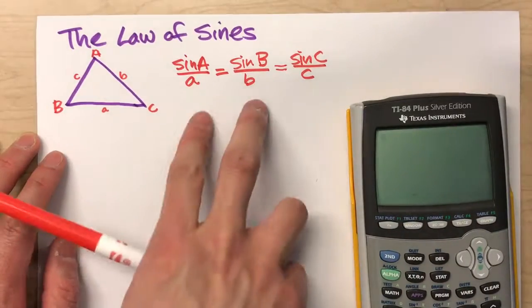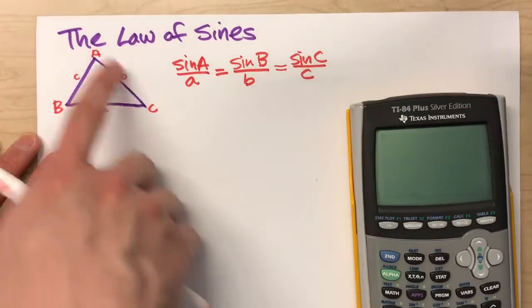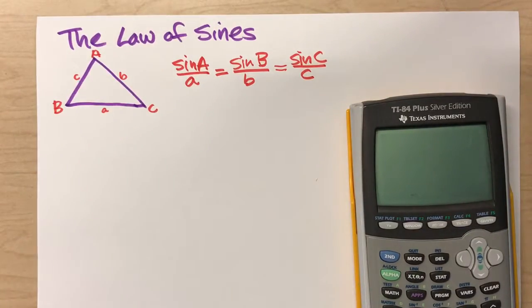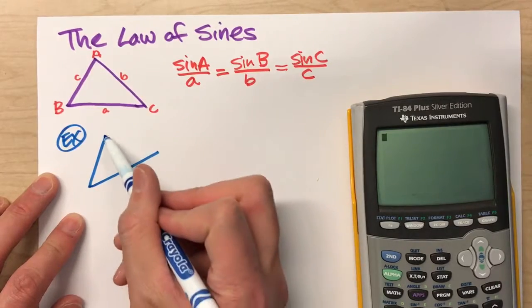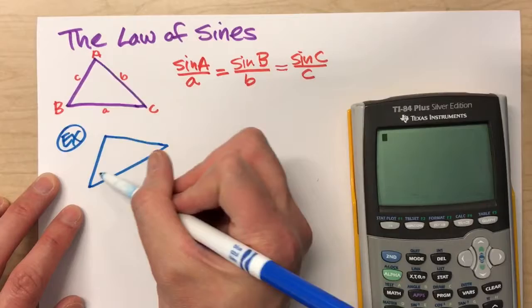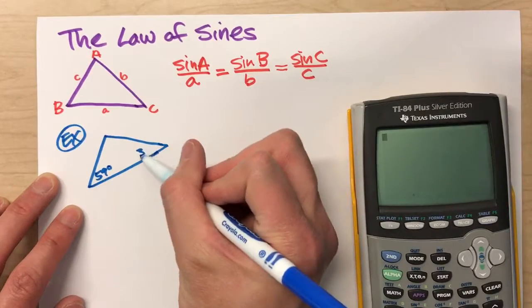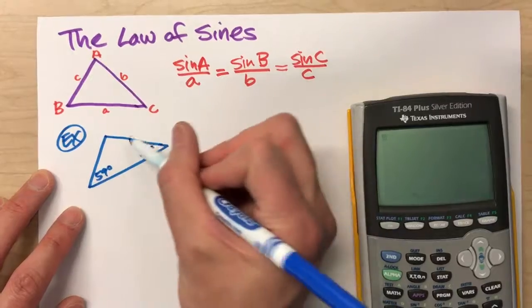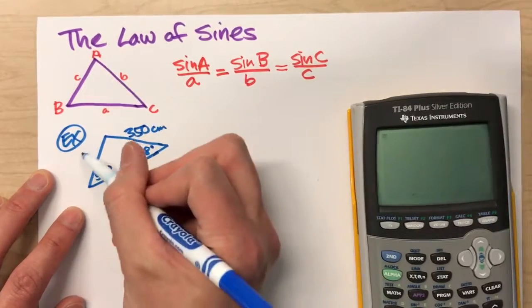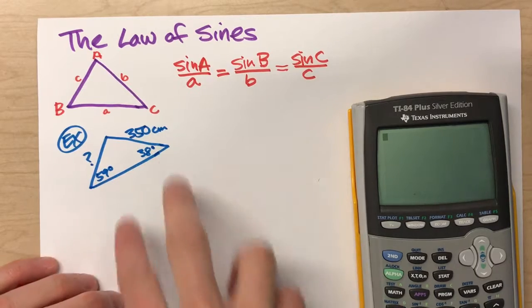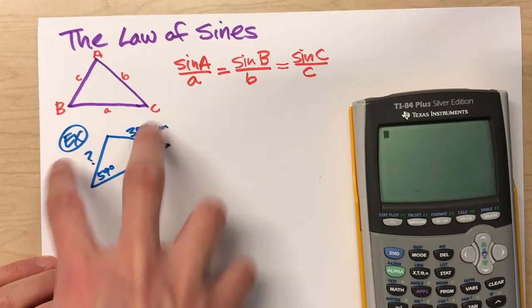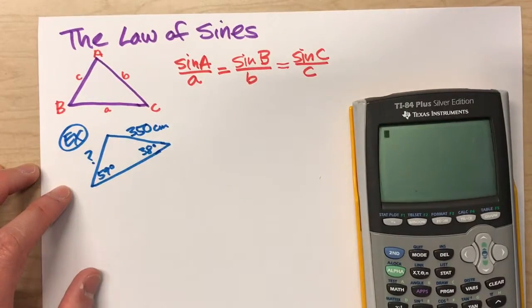Now, the reason why this is so useful is because now we can relate sides and angles of any triangle. I'll give you an example of one use. Here is a triangle, and it's not to scale, but that's all right. Let's say this angle is 59 degrees. This is 38 degrees. Let's say this side is 350 centimeters, and I'm trying to figure out this side. I can't use basic trigonometry because it's not a right triangle. However, I can use the law of sines.